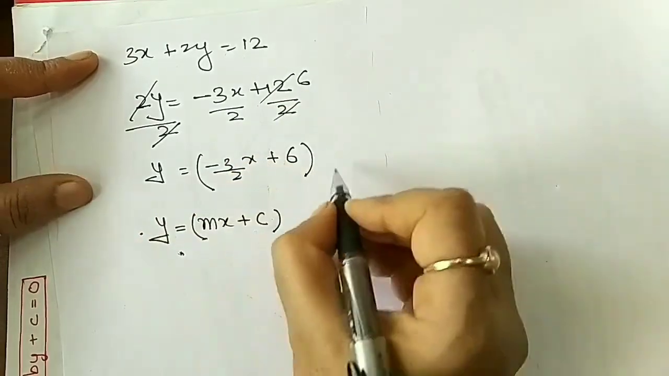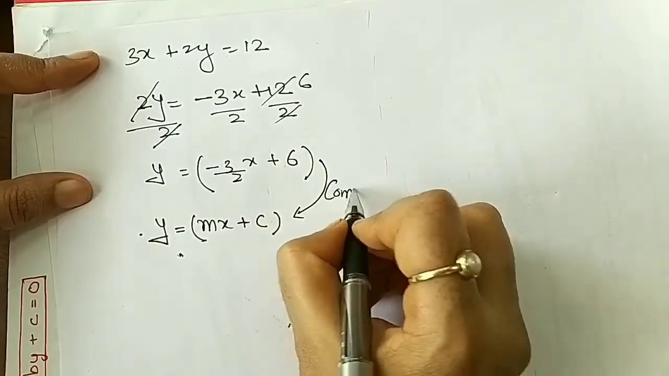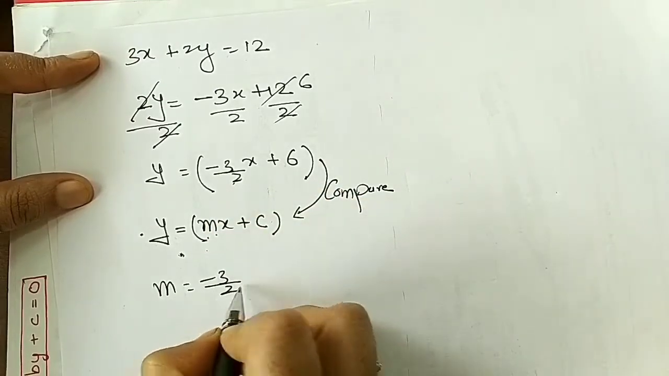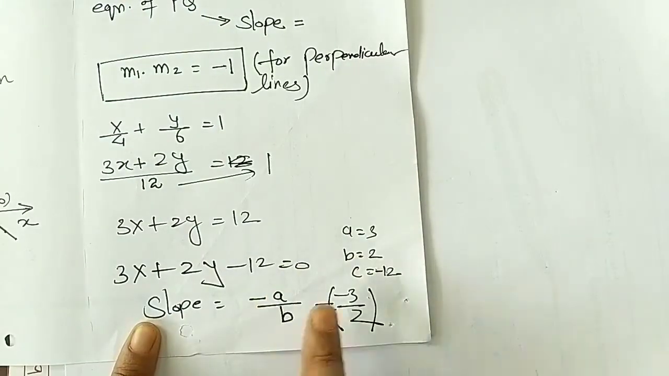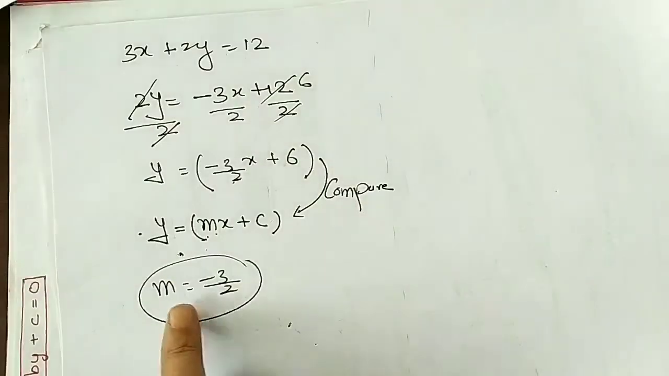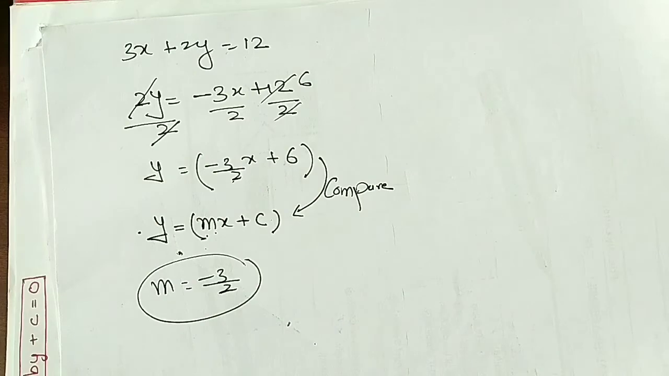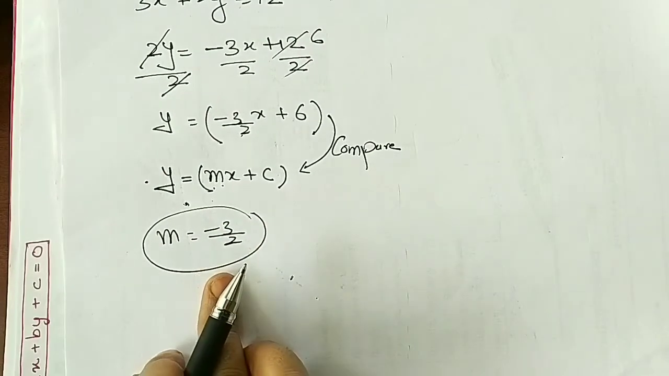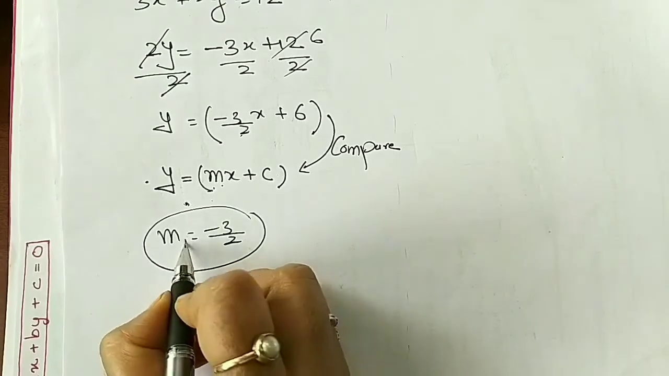Now you compare these two. If you compare, what is m? M is nothing but minus 3 by 2. This method, minus a by b, is also minus 3 by 2, and this method is also minus 3 by 2. So whatever method you prefer, you can find it out. So this is your m1.